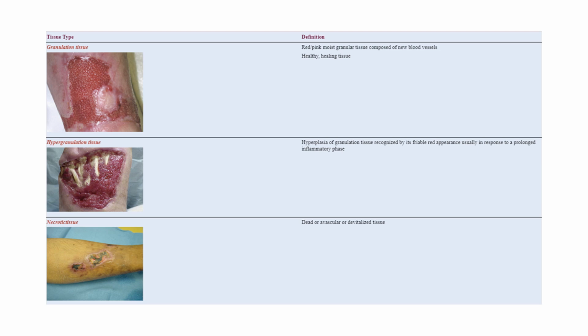All right, so granulation tissue. Here's a picture of that. It's red, pink, moist granular tissue composed of new blood vessels, healthy healing tissue. So granulation is good. Hypergranulation tissue is hyperplasia of granulation tissue, and it's recognized by its friable red appearance. This is usually in response to a prolonged inflammatory phase. Necrotic tissue is dead or avascular, meaning it doesn't have blood, or devitalized tissue.